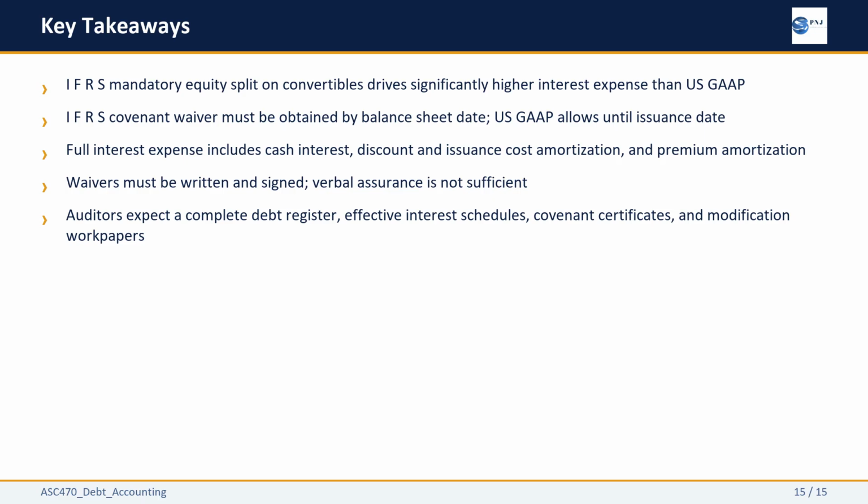And when your auditors arrive, they will expect a complete and tied-out debt register, effective interest rate schedules for every instrument, signed covenant compliance certificates, and work papers for every modification or extinguishment. Thank you for completing this section on US GAAP versus IFRS, controls, common mistakes, and audit readiness.